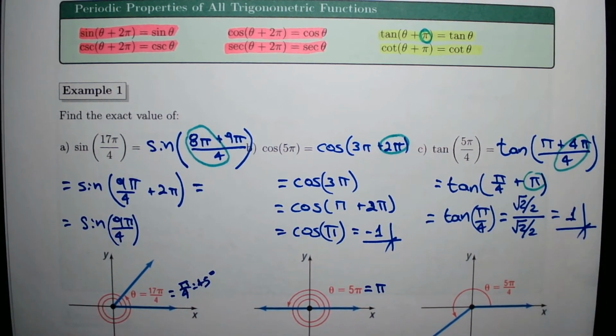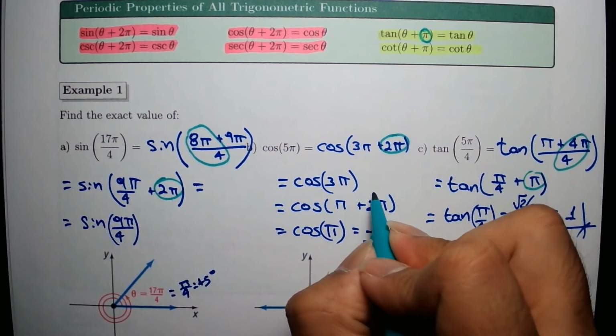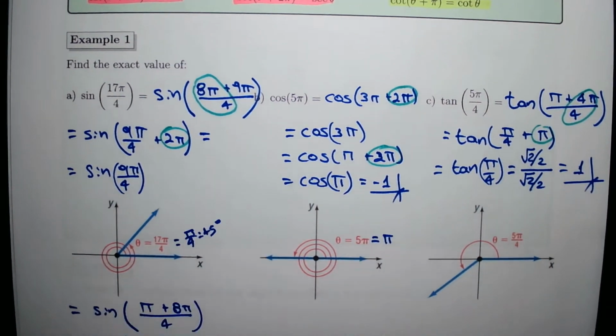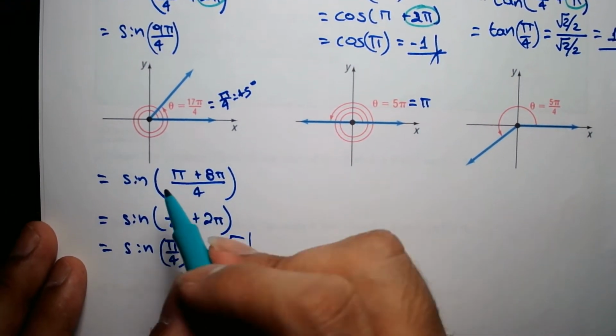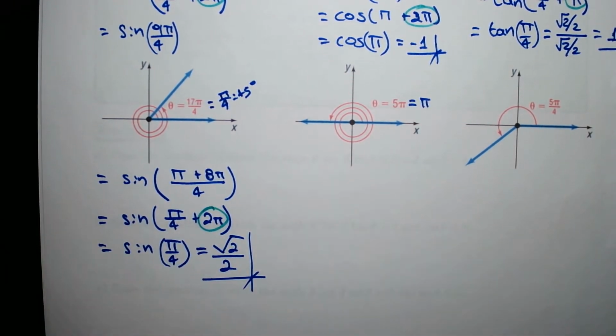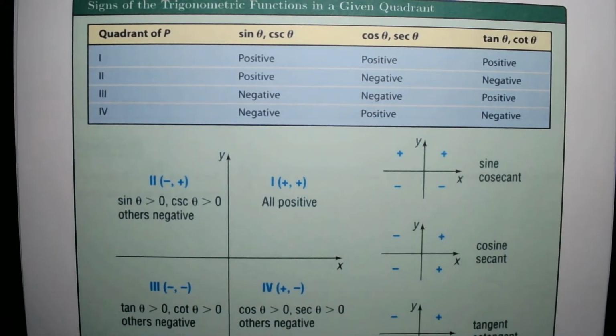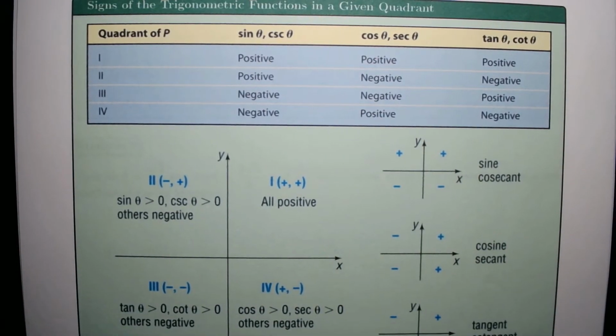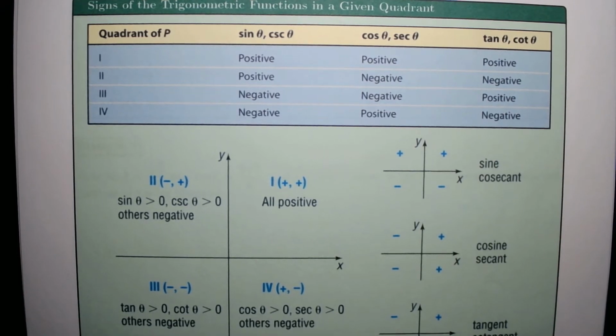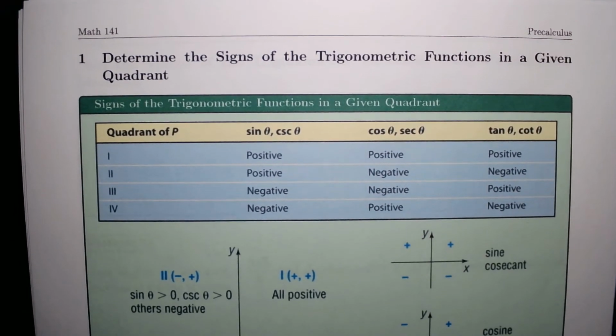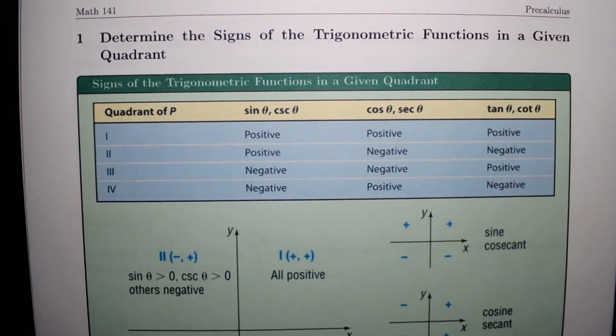All right, let me circle this just so you can see how these are gone. This one goes away as well. All right, let's look at the next page. Determine the signs of the trigonometric functions in a given quadrant.